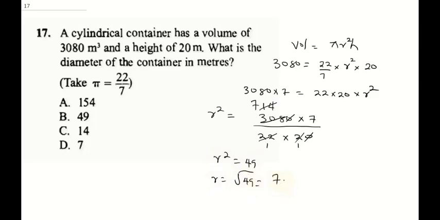7 meters. So, having gotten our radius, diameter is radius times 2, and that's 7 times 2, and that'll give me what? 14 meters. So my correct answer here is C. So I'll mark my C.